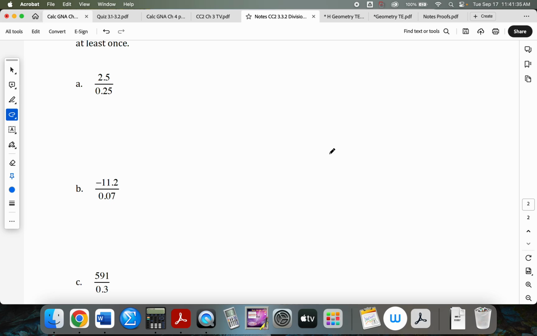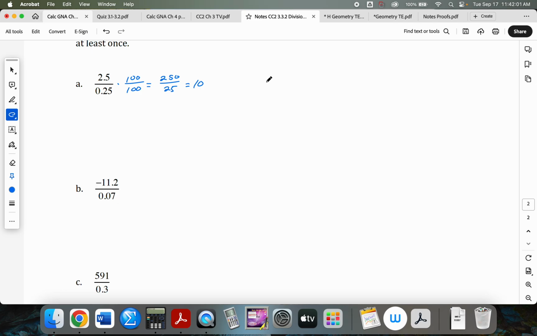All right, I know that not everyone is quite completely done, but let's go through these. I'll do each of them both ways. So here, if I'm getting rid of the decimals, I can multiply numerator and denominator by 100. That would give me 250 over 25, which is easily done. That's 10.